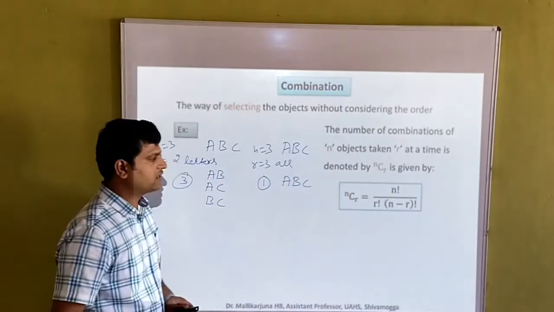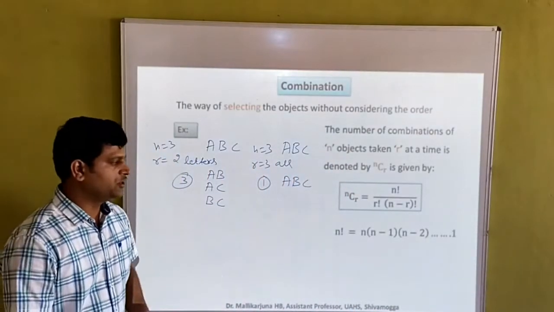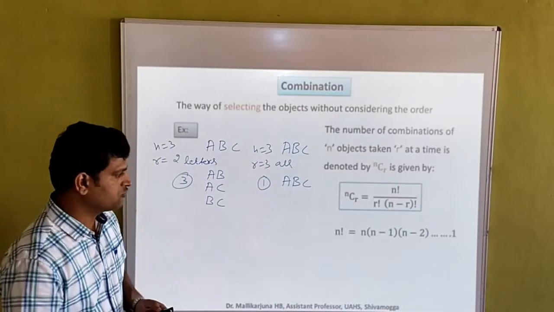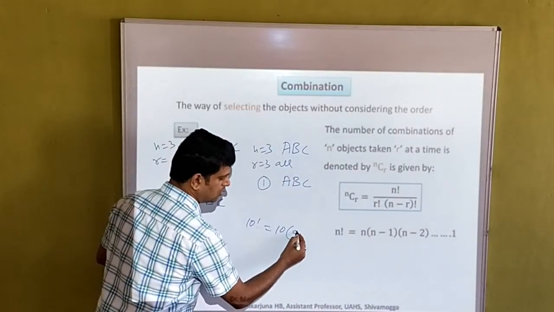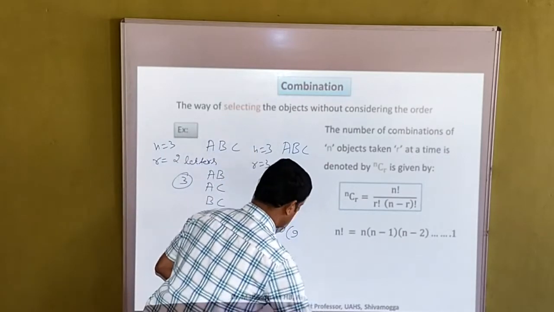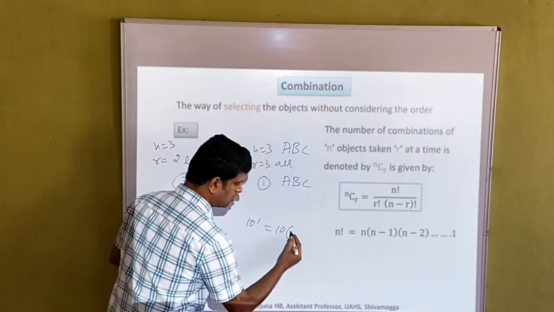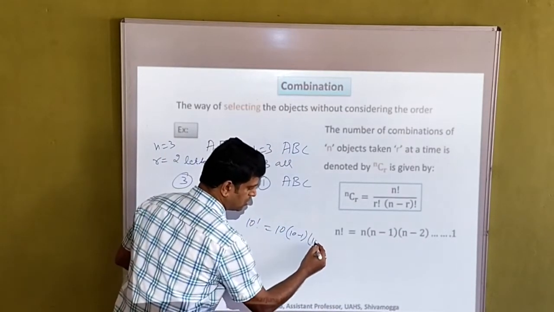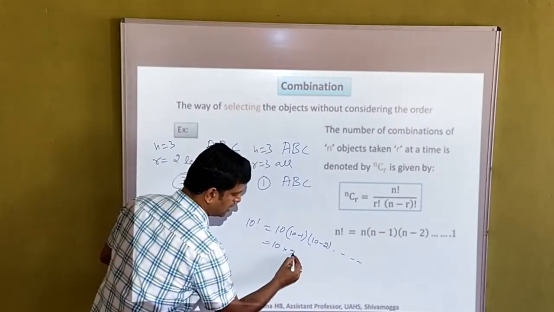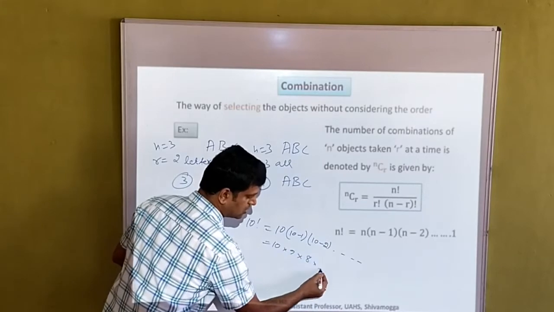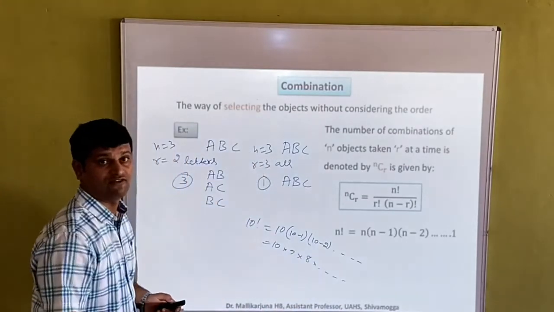So n factorial means the same: n into (n minus 1), (n minus 2). For example, 10 factorial means 10 into (10 minus 1), (10 minus 2), so 10, 9, 8, like that. You get n factorial.